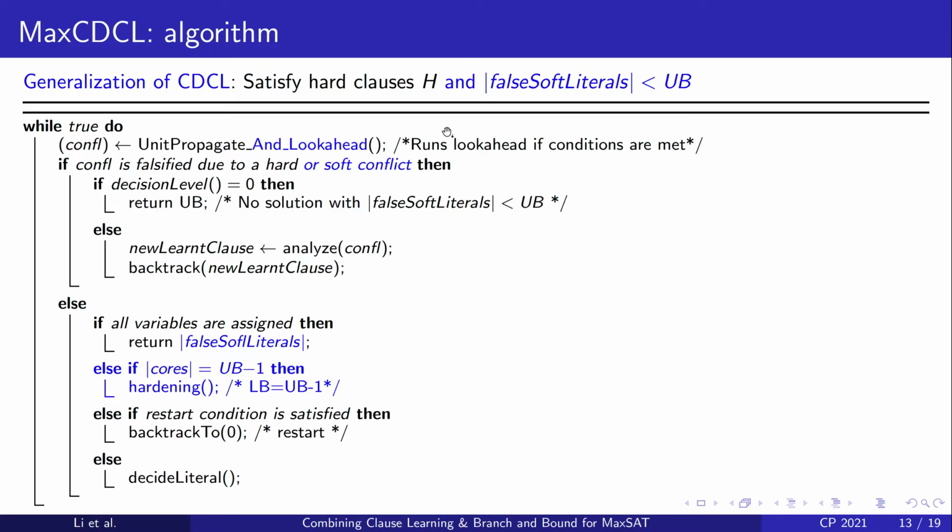And also, another basic difference is that when we detect conflicts, they can not only be hard conflicts, that would be falsifying a hard clause, but they can also be soft conflicts that are detected using the look-ahead method that I have presented. And finally, another difference is that we include the hardening procedure that we have explained.